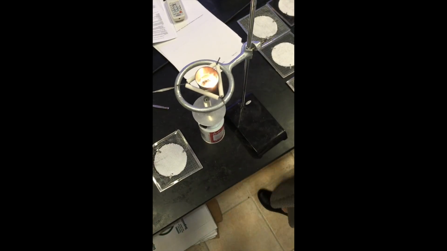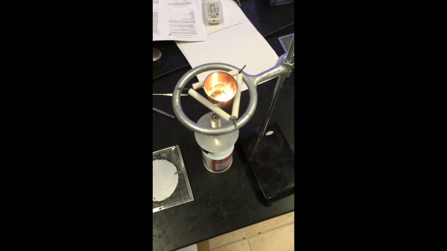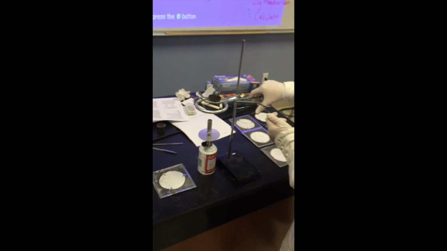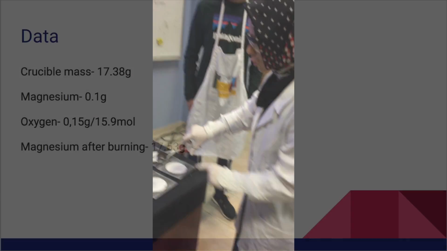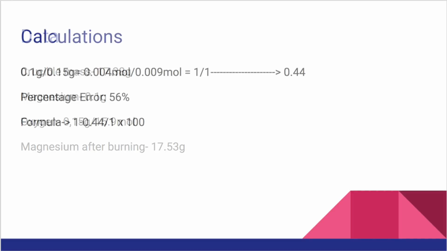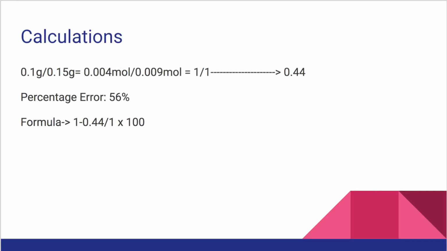Surely enough, a chemical reaction did occur, and we used our tongs to take the crucible out of the ring support and we placed it down on a small tray to cool. Once it was cooled, we weighed the mass of the magnesium piece once again to obtain our calculations. This was the data obtained from our experiment. These were the calculations obtained for our experiment. We had a percentage error of 56%.